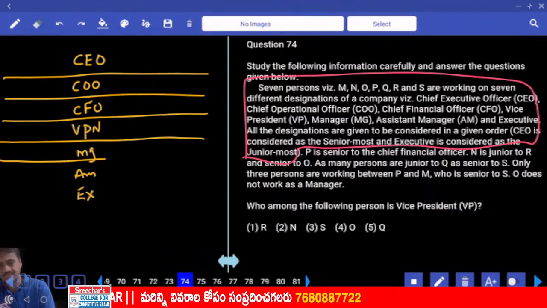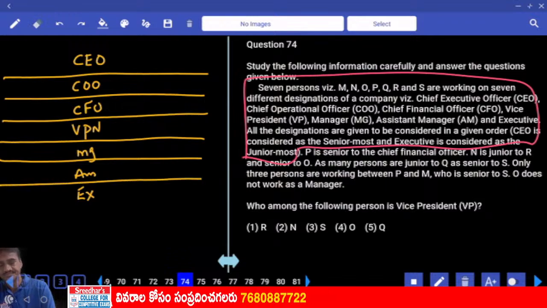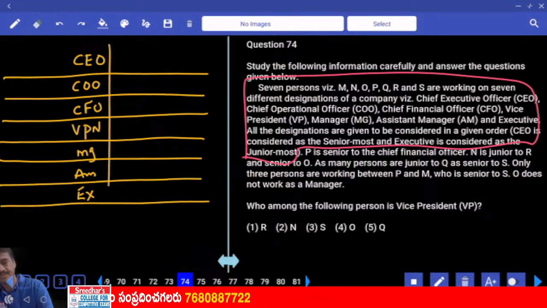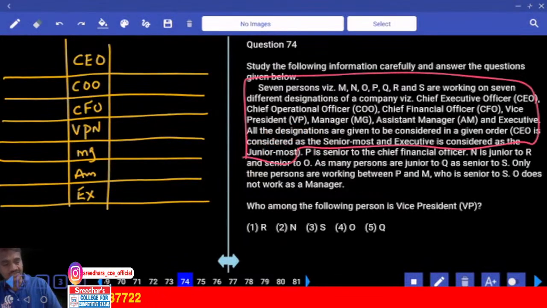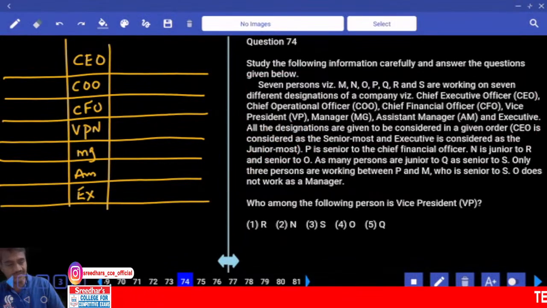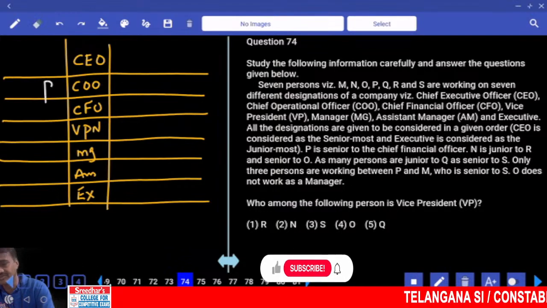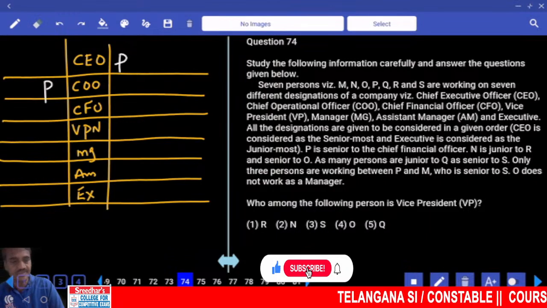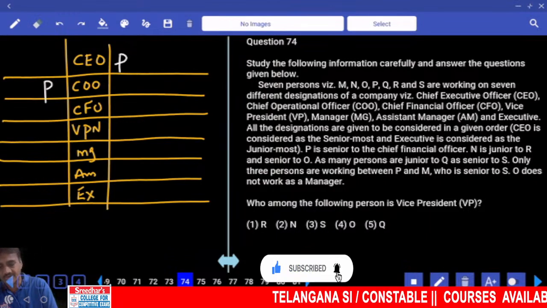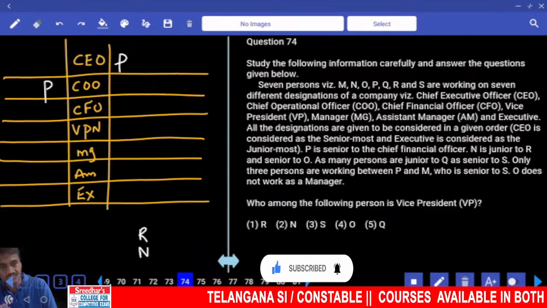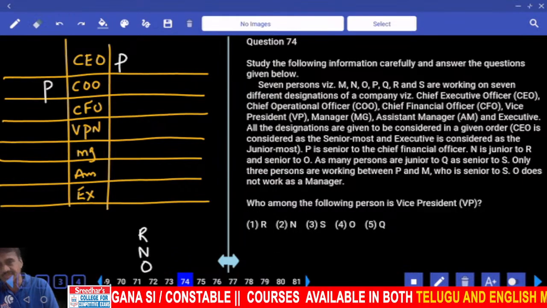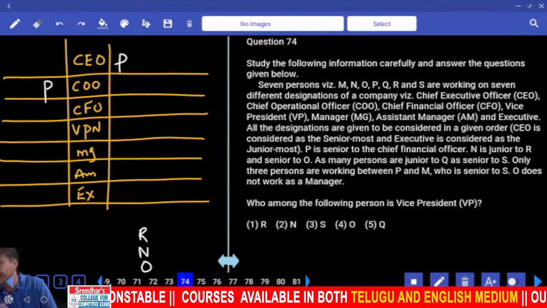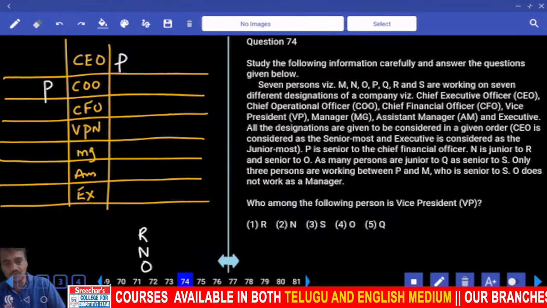Then coming to condition number 1. Tell me what information condition number 1 gives. P is senior to chief financial officer. Then how many possibilities do we have? 2 possibilities: P can be either COO or CEO. The next one, N is junior to R and senior to O. R and O must be in this order, but need not necessarily be immediate, because the word immediate is nowhere given.